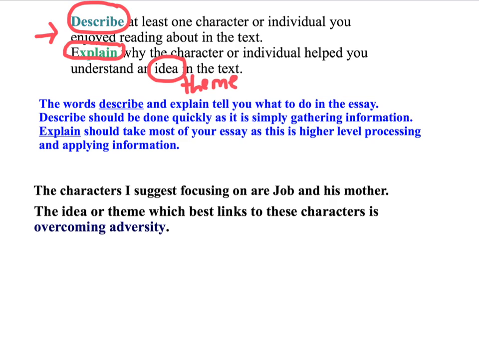So what was it about the character and maybe what they did that helped you understand an idea? We've been focusing on the particular theme of adversity for Job, but it could just as easily be the theme of family relationships or the theme of friendship that Job has with Luke that you could look at.